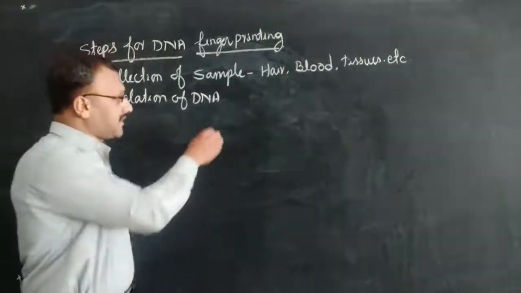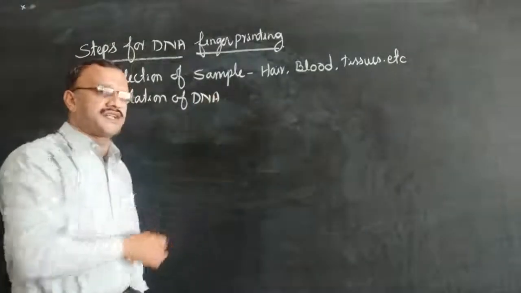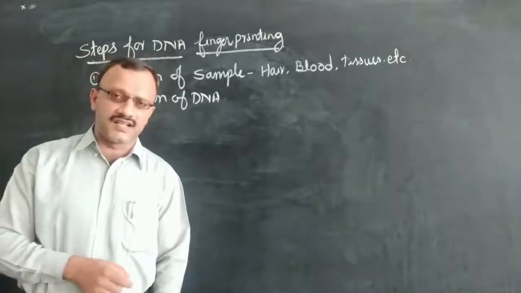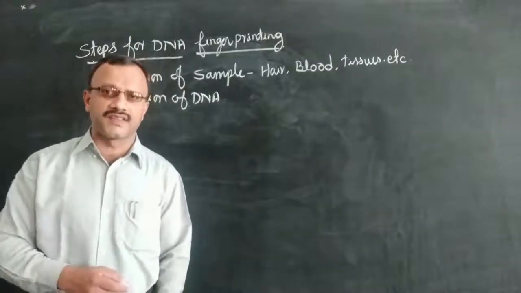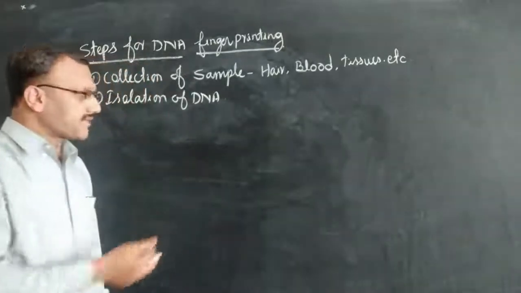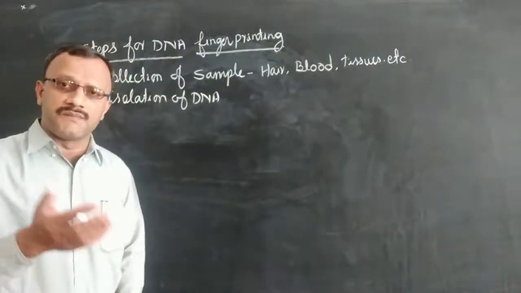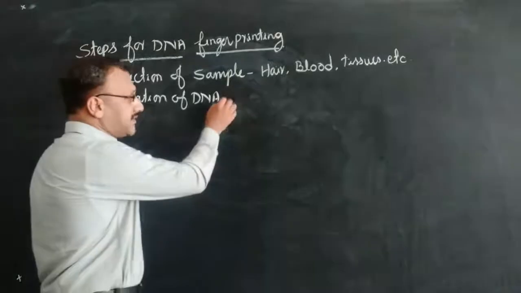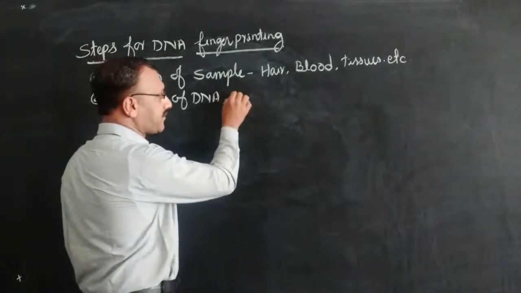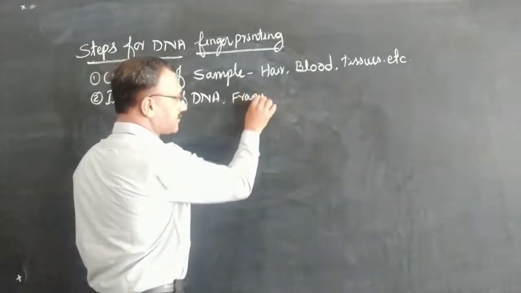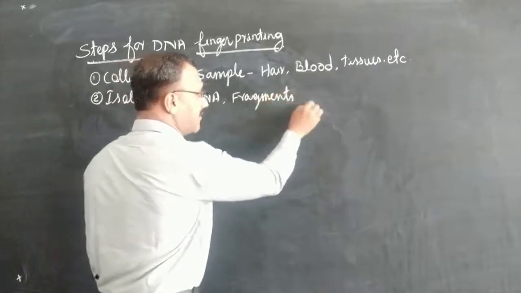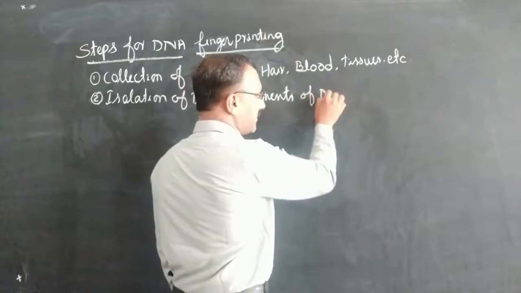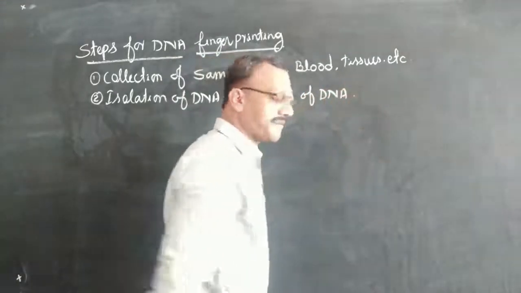So from the sample, the DNA will be collected by using density gradient centrifugation, by treating with chilled ethanol, where there are a number of techniques for that. So by using the specific technique, the DNA will be isolated from that sample. Followed by that, the fragments will be made. Fragments of DNA will be made.